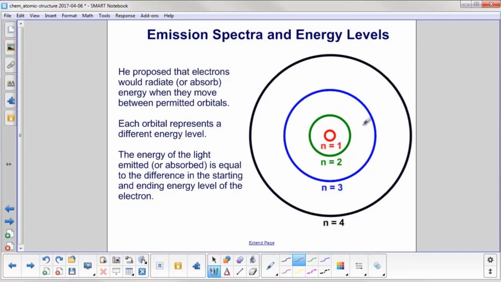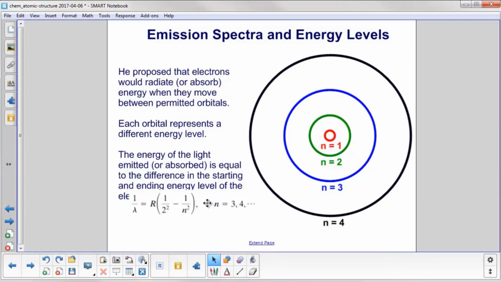And we have each orbital representing a different energy level. The energy of the light emitted, that's when you lose energy, or absorbed, when the electrons gain energy, is equal to the difference in the starting and ending energy level of the electron. So let's just say what that's talking about here.